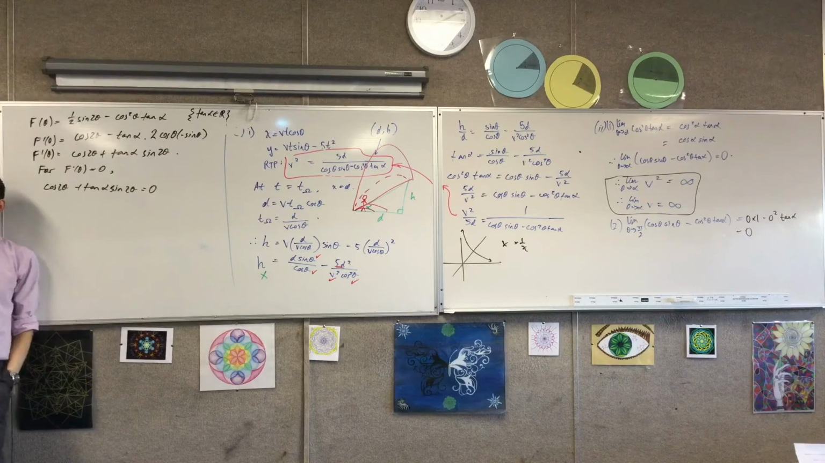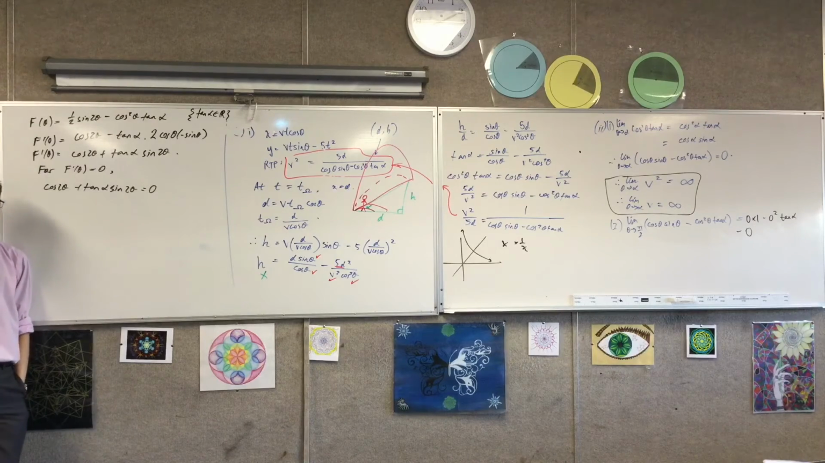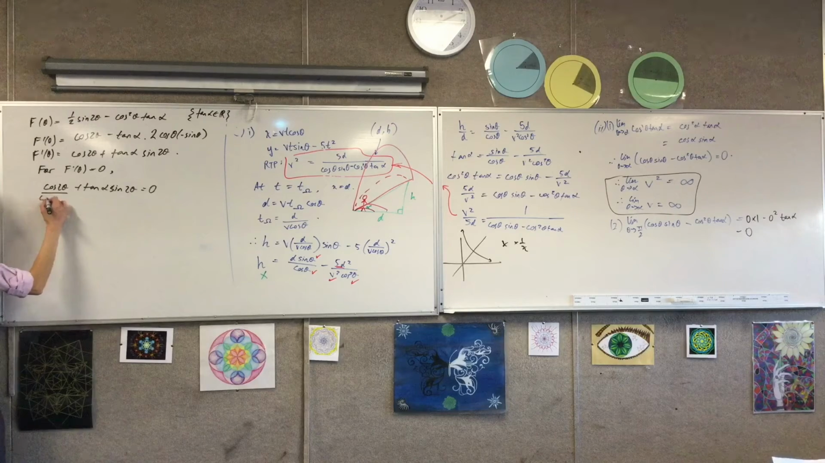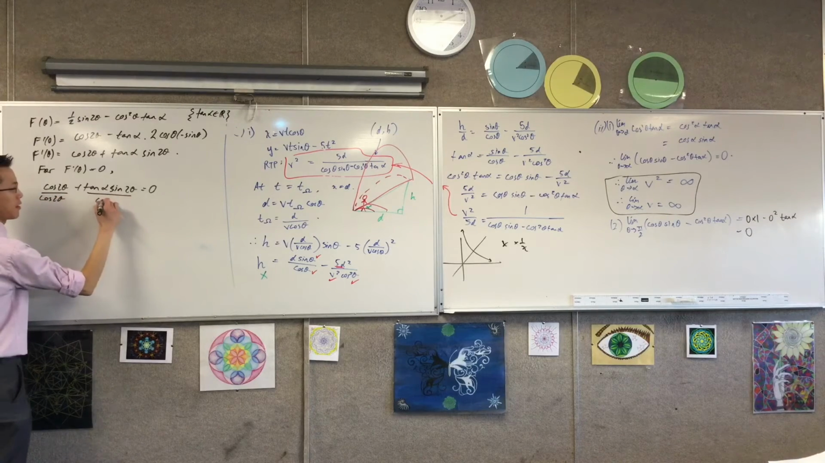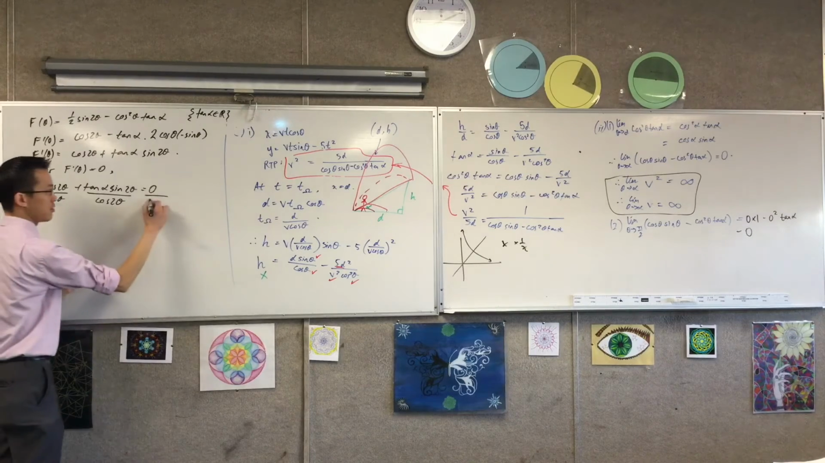Yeah? Okay, now pause, have a look at the result you are trying to prove. What would you like me to do to this line? Divide by sine 2 theta. No, cos 2 theta. I'm going to divide everything by cos 2 theta. Okay, does that make sense? equals 0. I suppose I should do this.